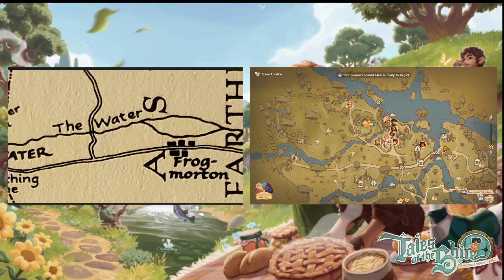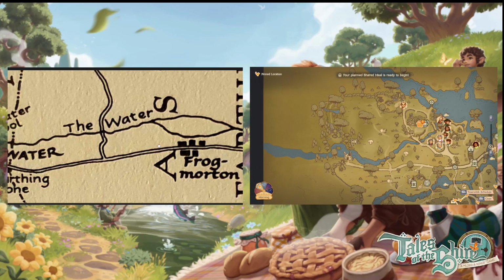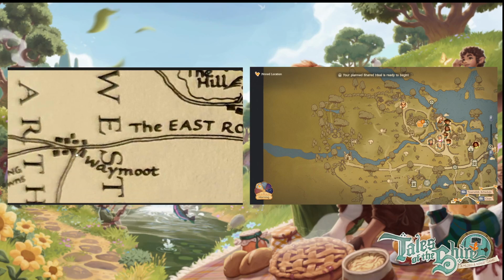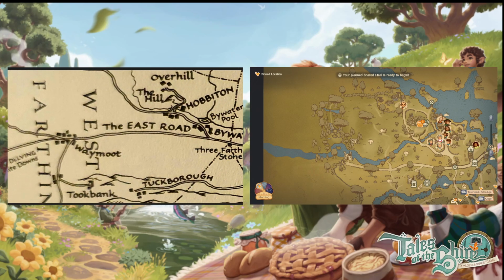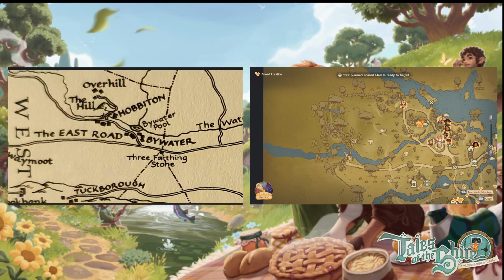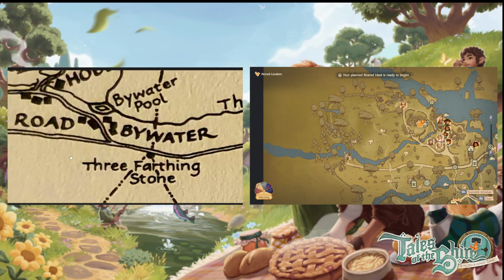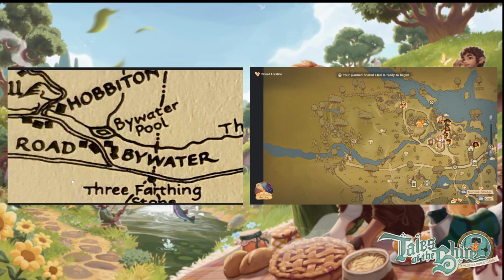And then if you were to continue farther the other way, following the same map, the cutoff is probably about right here, or maybe even right here. If you keep going the other way, you'll go to Waymeet, and if you continued on, you would go to Michel Delving, which a lot of you have seen referenced in the game. Michel Delving is actually the capital of the Shire, the main area where the Thain, the head of the Shire, is at.